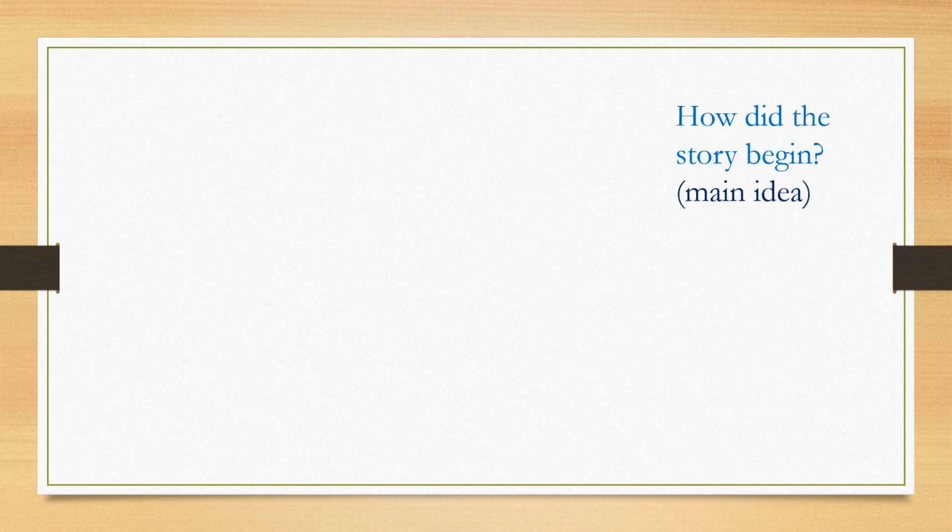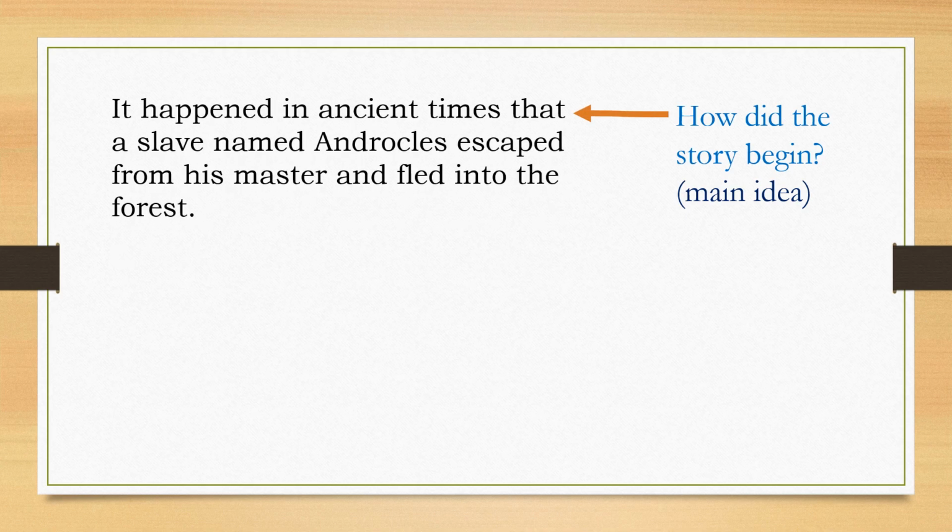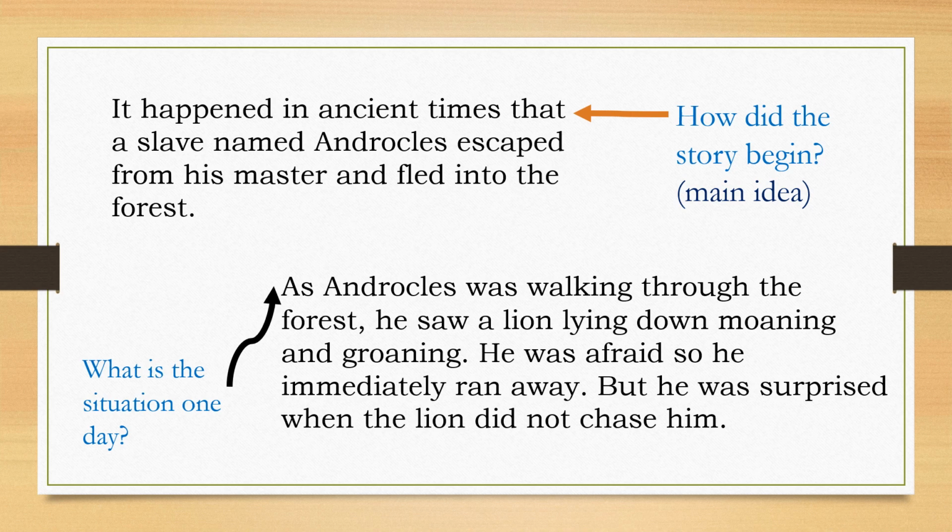Look on this page. How did the story begin on which the main idea has been presented? It happened in the ancient times that a slave named Androcles escaped from his master and fled into the forest. What is the situation one day? As Androcles was walking through the forest, he saw a lion lying down moaning and groaning. He was afraid, so he immediately ran away, but to his surprise, the lion did not chase him.